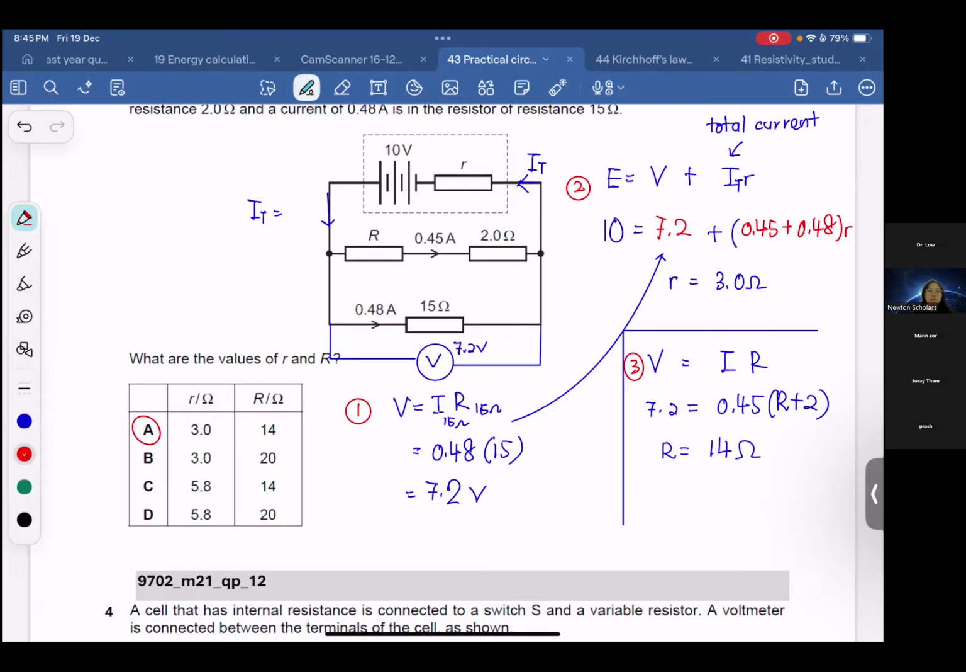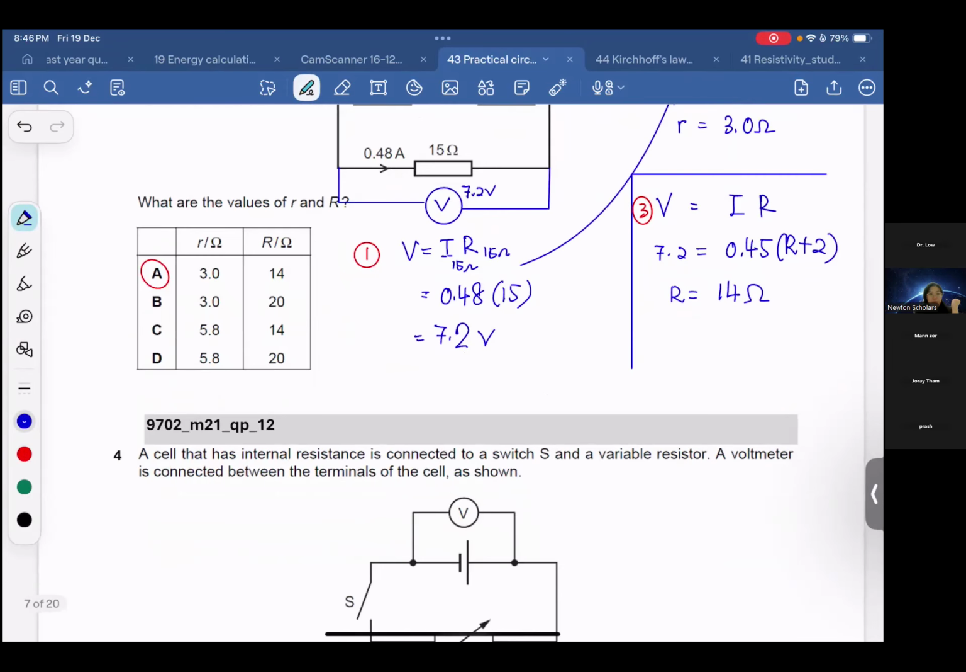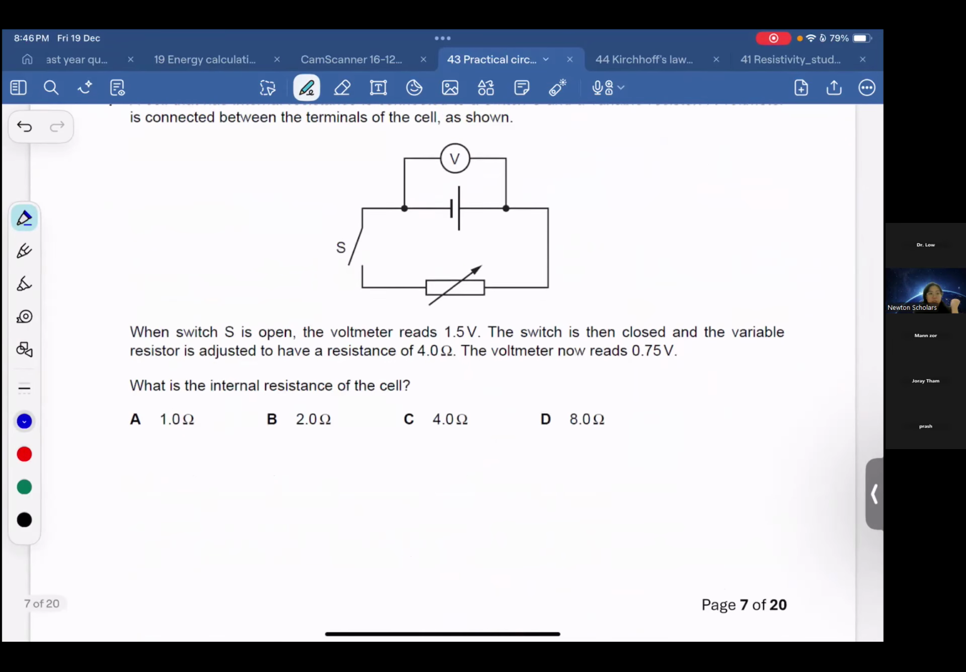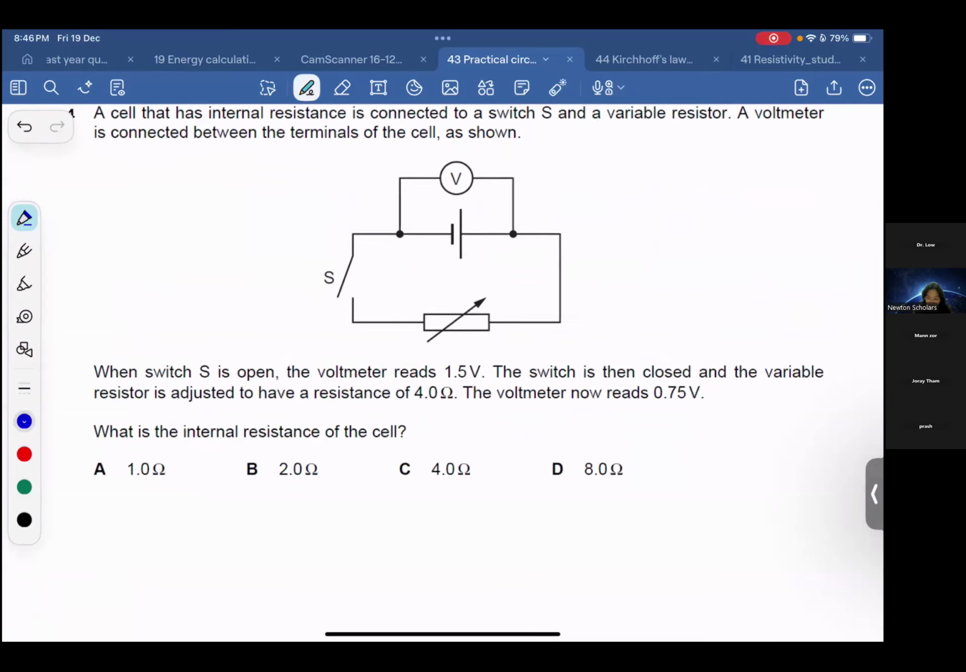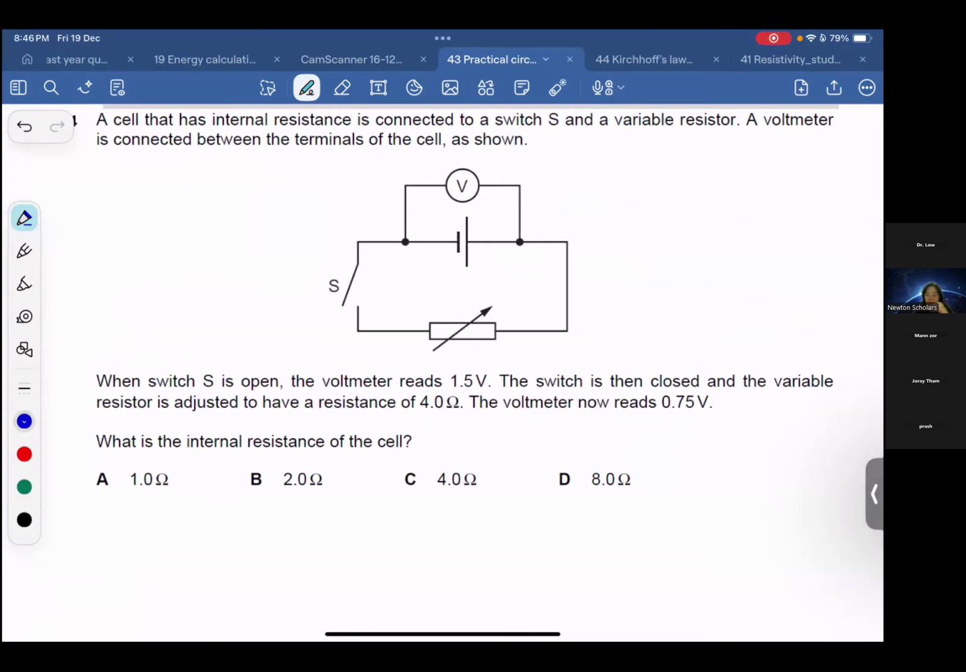Any question? Is it okay for this part? Okay, good job. Okay, okay. Okay. You try. Try first.